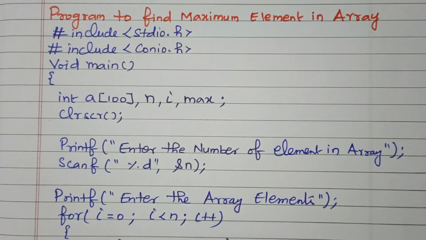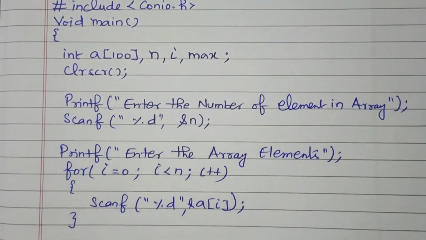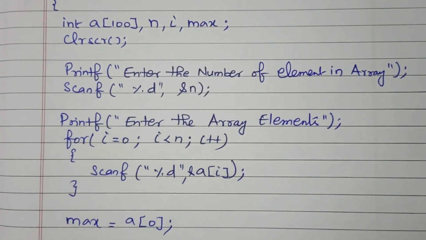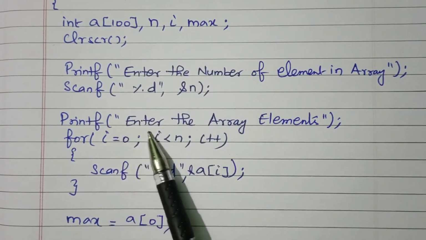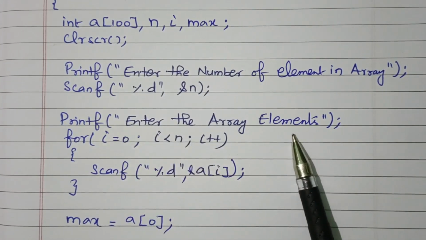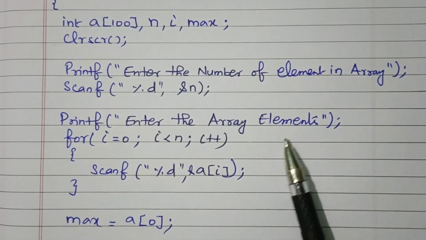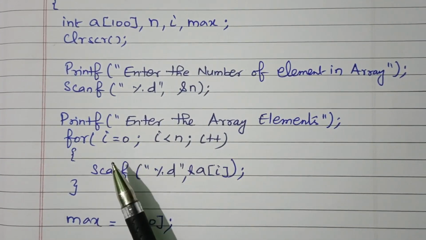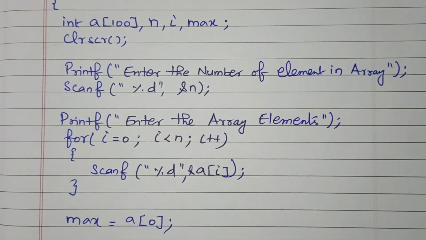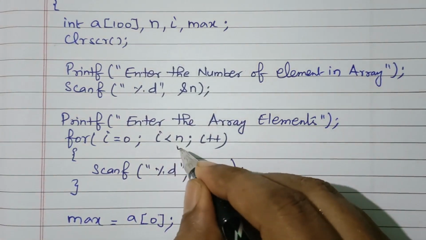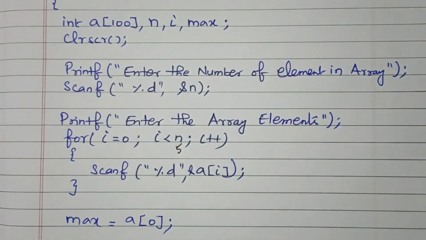Now we need to get the array elements. Now we got the array size. Now we need to get the array elements. printf enter the array elements. We ask the user to enter the array elements. For that we need to open a for loop. for i equal to 0, i less than n, i plus plus. Let us consider n is 5. That is 5 numbers we are going to use.